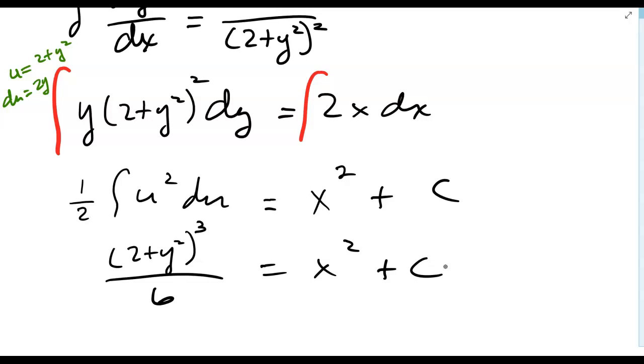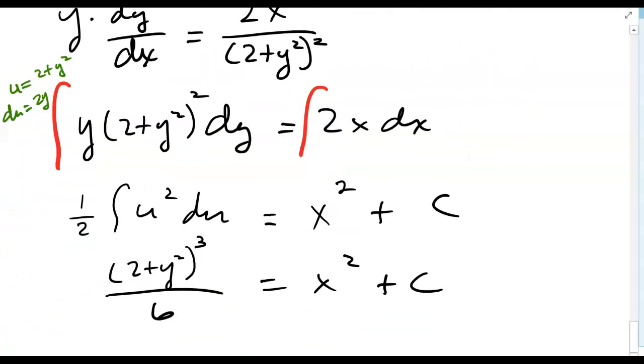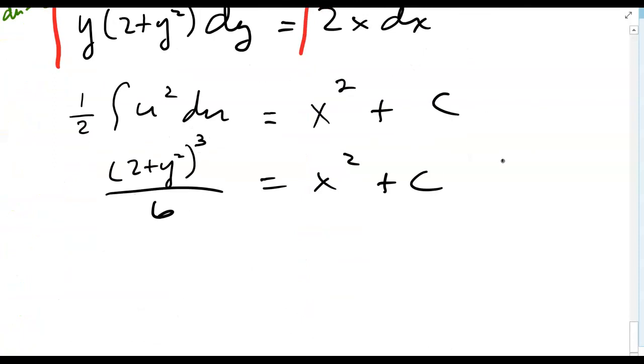So again, let's get our c before we try to simplify this in any way. So y sub 1 equals -1. Remember, when y sub 1 equals -1, y is the -1. And our independent variable, which in this case is our x, is 1. So what is that going to give me?